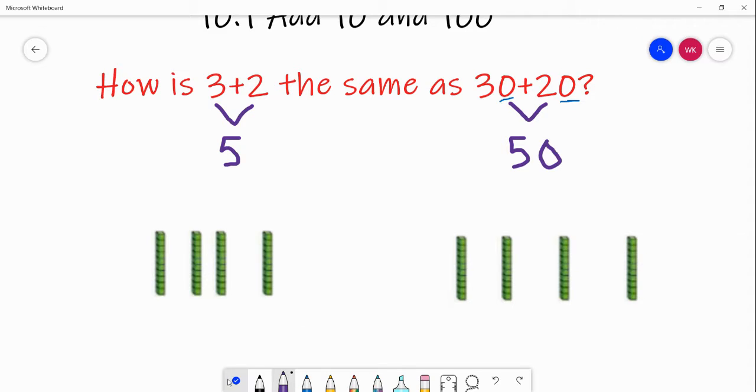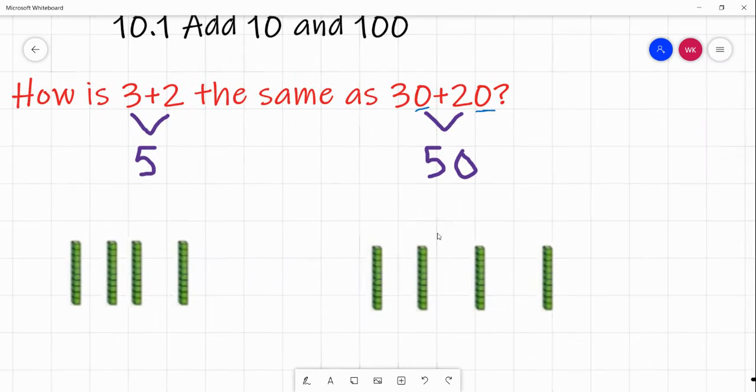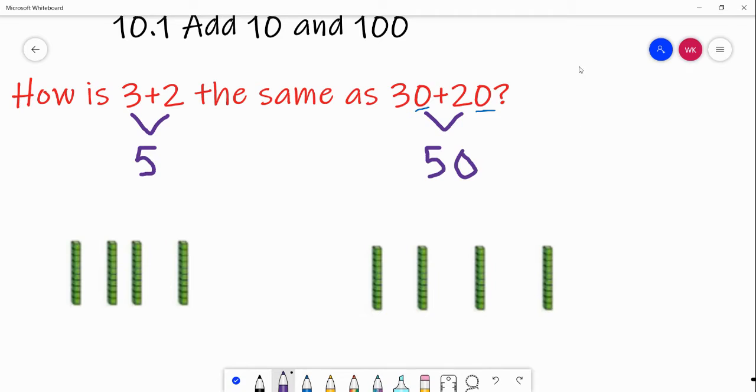Now here's my next question to you. What is 300 plus 200? From going off this pattern, you should be able to figure this out. So if 3 plus 2 equals 5, 30 plus 20 equals 50, what is 300 plus 200?